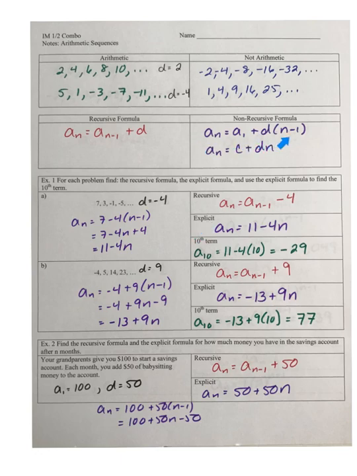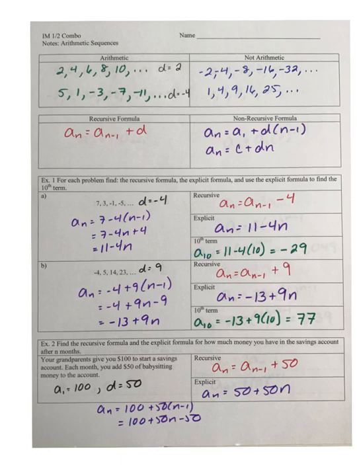Well, we have to start with this: a sub 1 plus d times n minus 1. So I have a sub n equals, the first term is 7, minus 4, because that's the common difference, times n minus 1. So then I distributed the negative 4, so I got 7 minus 4n plus 4. Then I combined like terms and got 11 minus 4n. So that is the explicit formula. A sub n equals 11 minus 4n.